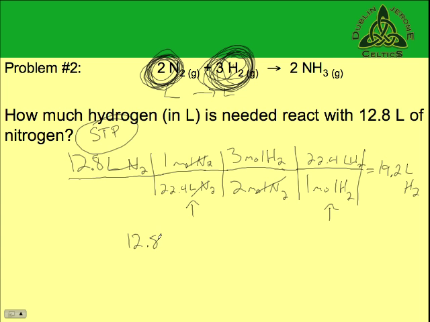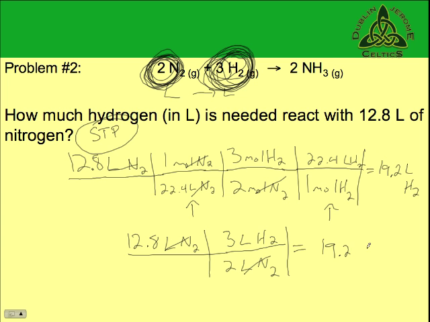So let me try that again. 12.8 liters of nitrogen. If I just treat the coefficients as volumes, could I say that there's 2 liters of nitrogen for every 3 liters of hydrogen? It looks like we can do that. That's the ratio from the balanced equation. Let's just calculate it to make sure, because I'm not positive about that. And it's still 19.2. Yes, that simplifies our life so much.